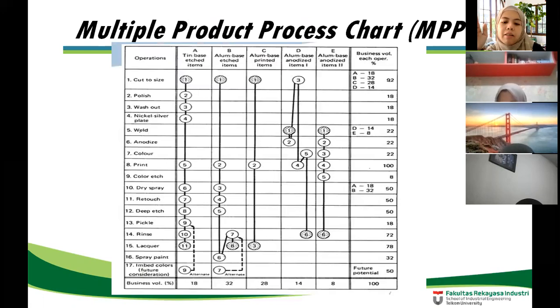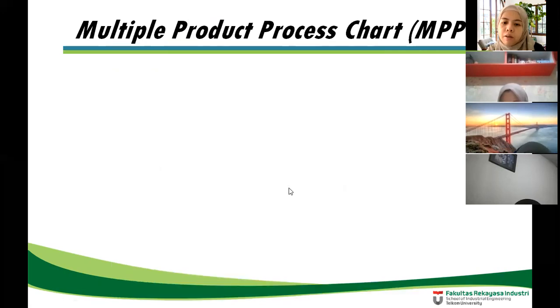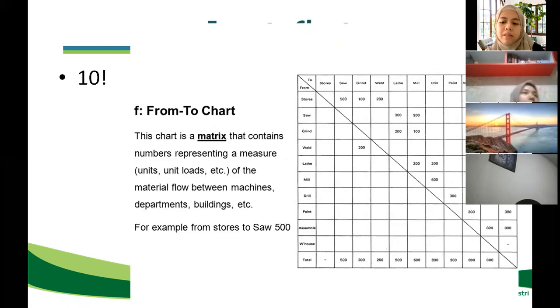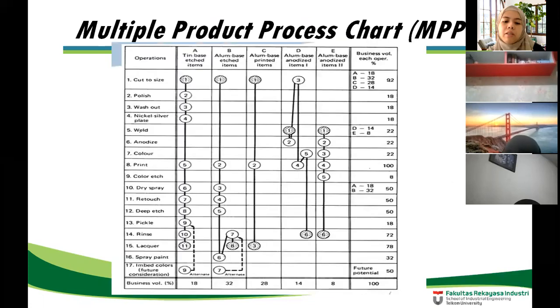The MPPC has the same function as the from-to chart, but the from-to chart will produce more robust solutions, compared to MPPC, which is just counting the steps, how many backwards. Backwards means we have to go without going back again to our previous step, because backtracking could increase incidents, like accidents and excessive motions. Backtracking will increase the accidents that occur among the employees.